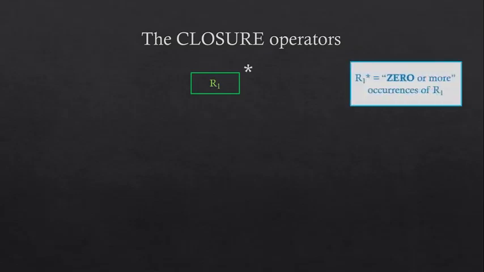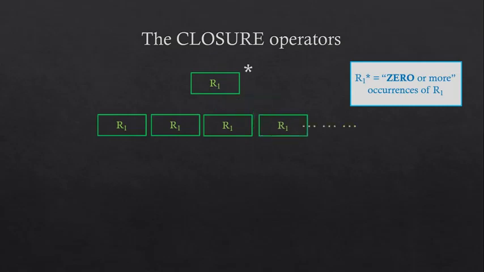The closure operator is a unary operator, so it only works with one operand. And what this means is I'm going to take 0 or more occurrences of R1. So I'm going to take R1 0 times, 1 time, 2 times, 3 times, or infinite times. So it will be something like this. I'm going to take R1 and R1 and R1, and I'll keep taking it for as long as I want. And I can take 0 R1, which will give me the empty string.